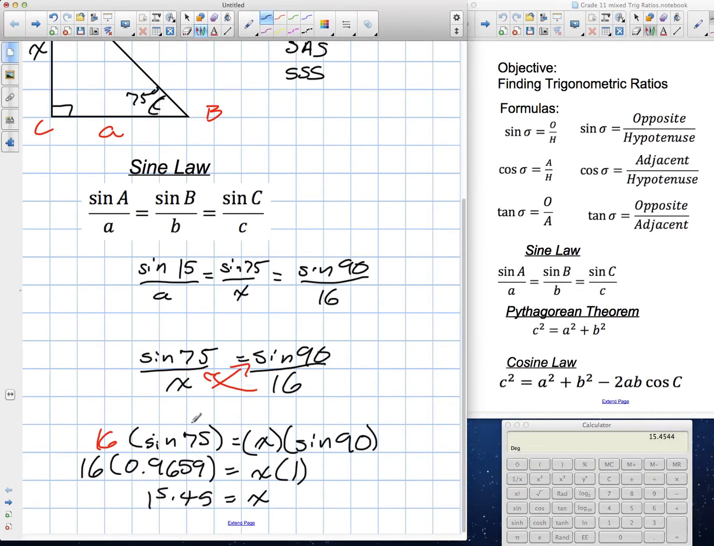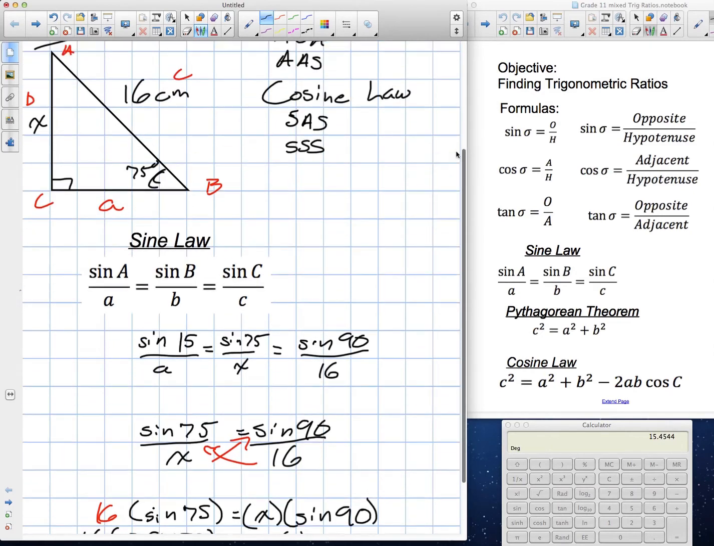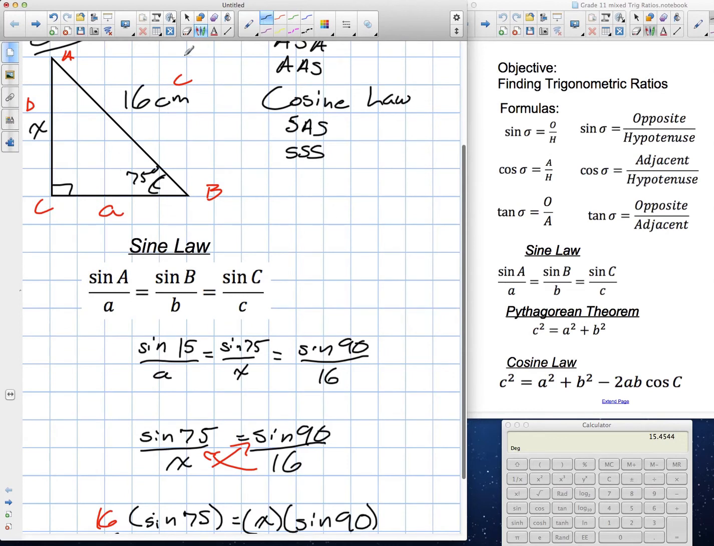15.45 meters. I think that's what it's being measured in. But I want you guys to bring attention to this here. Had I set this up strictly as ratios, we would have had, we were looking for this side, and we would have the opposite and the hypotenuse. So we would have been using sine 75 is equal to opposite, which is our x, over the hypotenuse, which is 16.